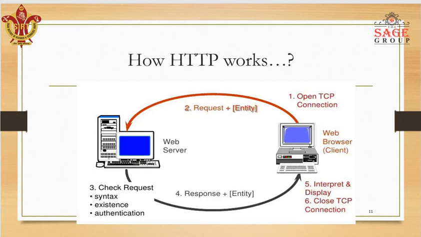Now let's move on to the overall structure of how it works. This figure gives a clearer elaboration on how HTTP works. A web browser or client that wishes to acquire something from the server opens up a TCP connection and sends a request associated with an entity. The web server gets the request. It checks the syntax of the requested message, the existence of its entities, and authentication, if any. After all these steps, the server forms a response message that will be interpreted and displayed on the web browser, and finally, the link gets closed.